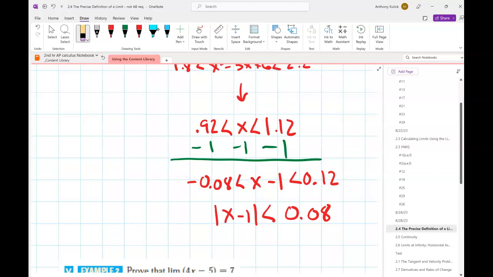Oh, yeah. So remember, when I have something like this, an inequality, I can treat it as an absolute value by dropping the less than side that's negative and just putting the absolute value around it. So what does the delta have to be? Yeah, of course. So that's my delta. It's the 0.08.